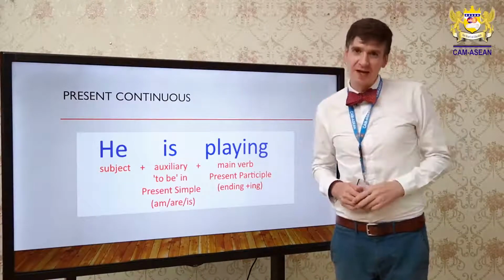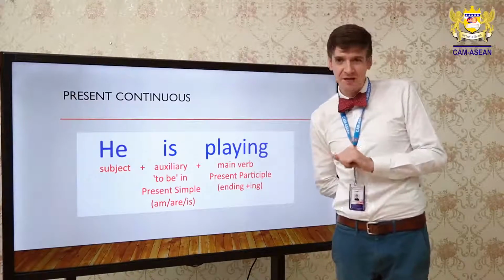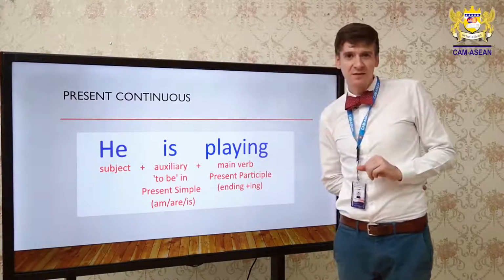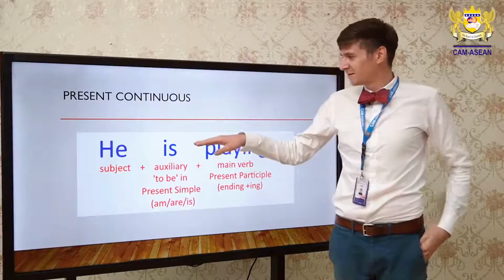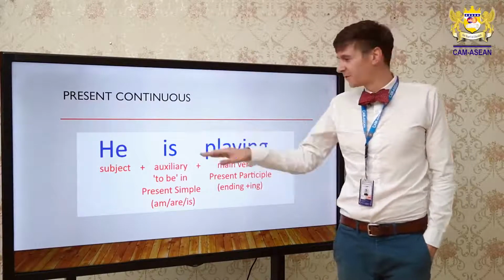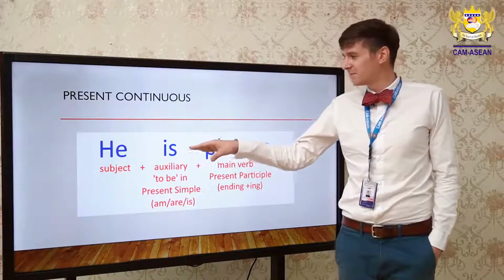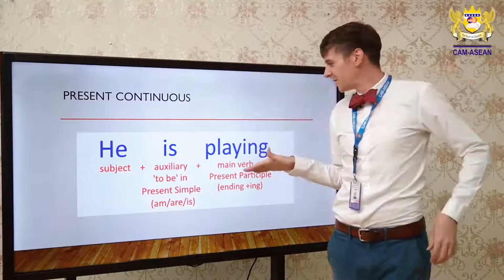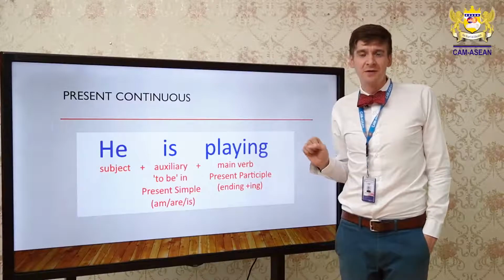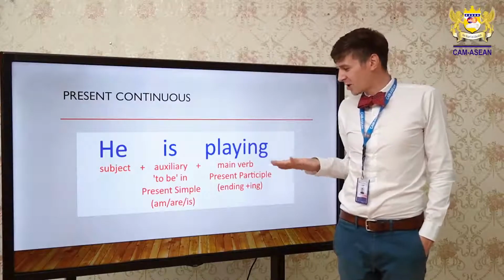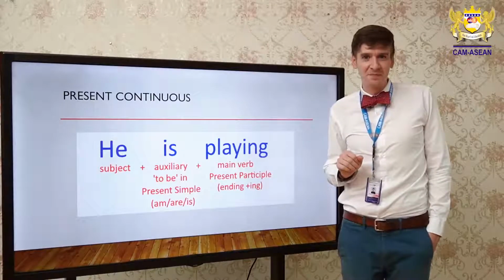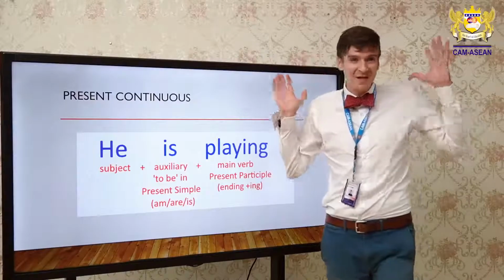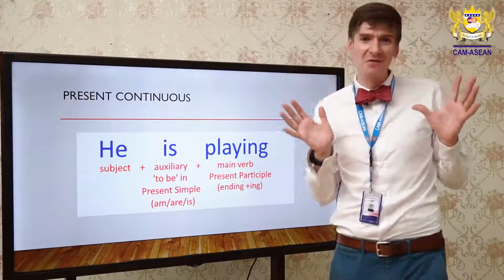What does it look like? Here's what it looks like. We have a subject. Then we have a verb. Our verb needs to match our subject, if it's plural or singular, right? Then we have our main verb. It's in the present participle. Present participle means ing. That's what we need to know.